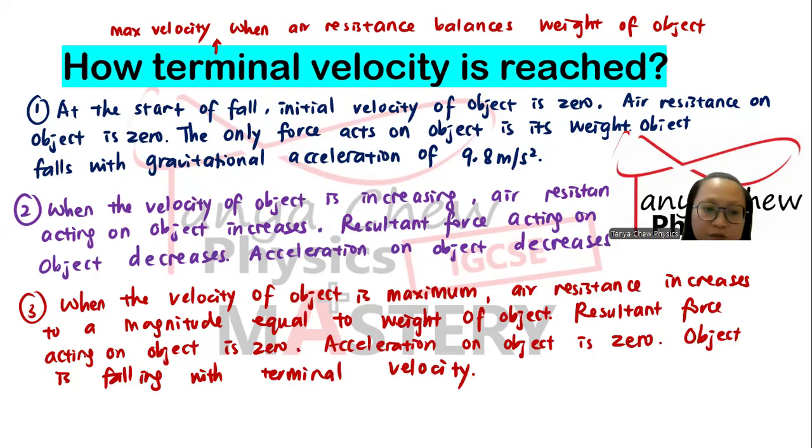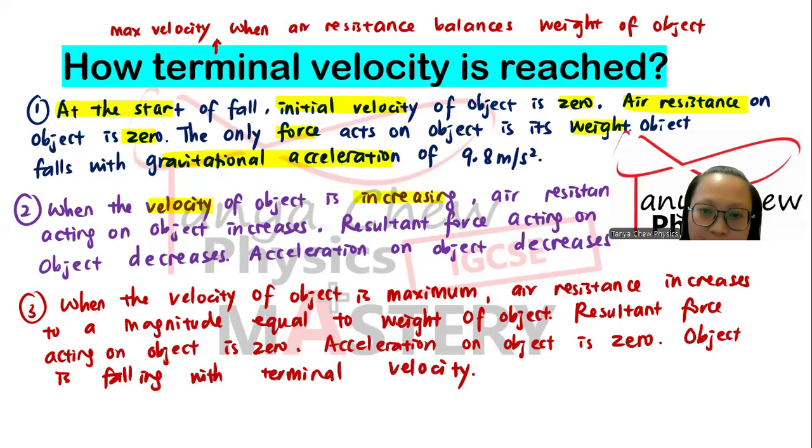So this is how you're supposed to explain. Let me highlight the keywords. If the question asks about forces and acceleration, I highlight both, okay? At the start, tell the examiner, before the object starts falling, initial velocity is equal to zero. So therefore, the air resistance must be equal to zero. The only force is weight, object falls, gravitational acceleration.